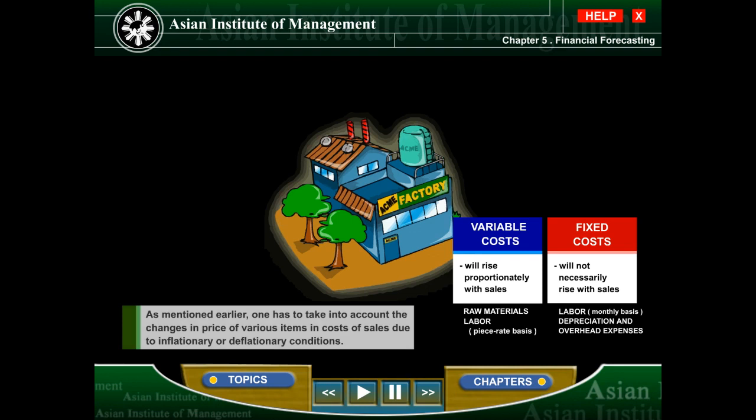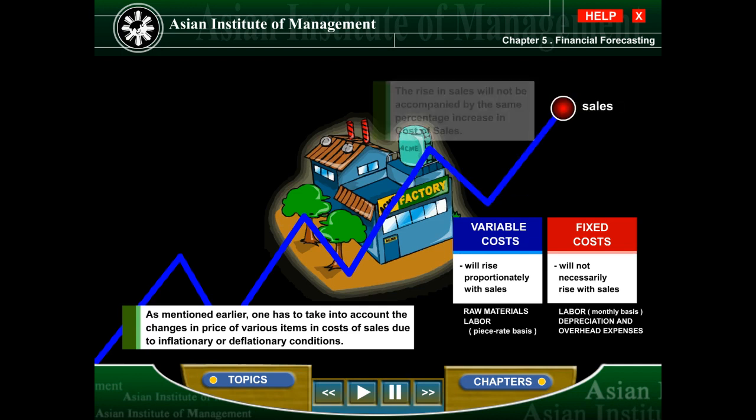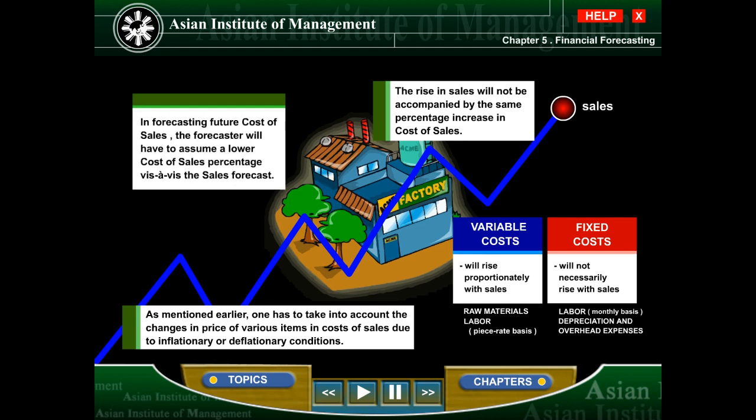As mentioned earlier, one has to take into account the changes in price of various items in cost of sales due to inflationary or deflationary conditions. If the enterprise is operating under full capacity and the cost of sales contains a big percentage of fixed costs, then the rise in sales will not be accompanied by the same percentage increase in cost of sales, since the fixed cost items will not increase very much. In forecasting future cost of sales, therefore, the forecaster will have to assume a lower cost of sales percentage vis-a-vis the sales forecast.